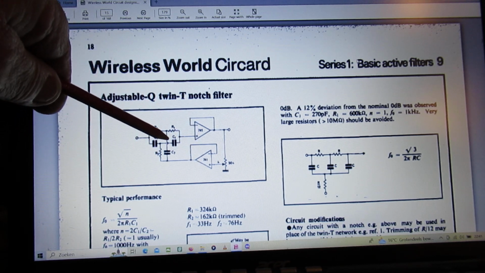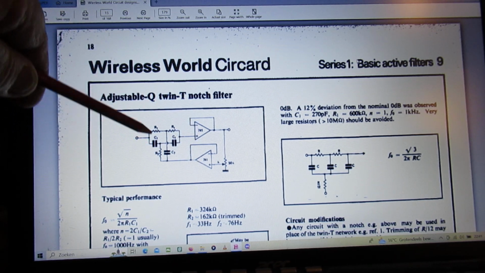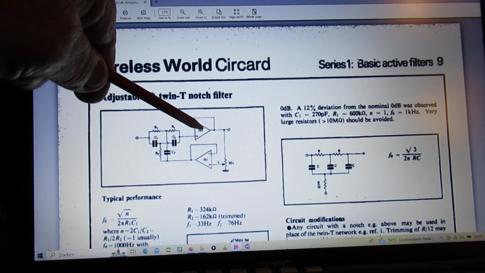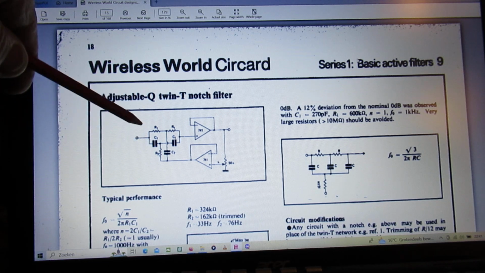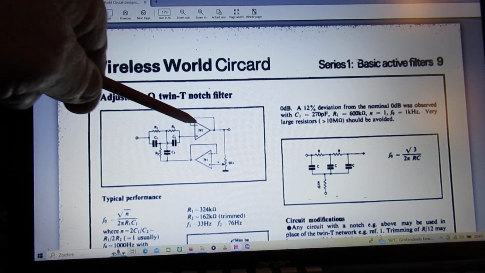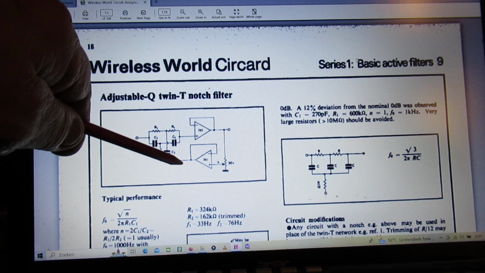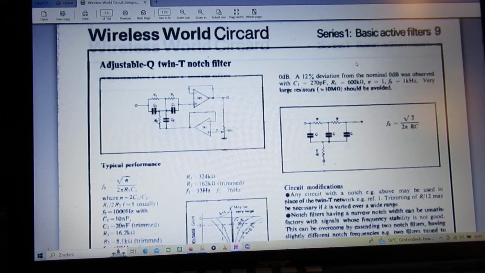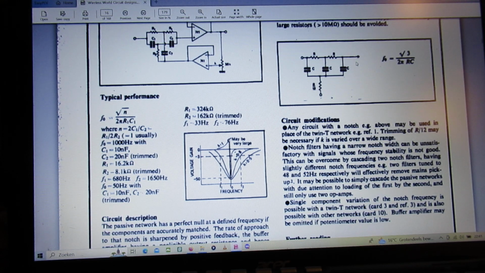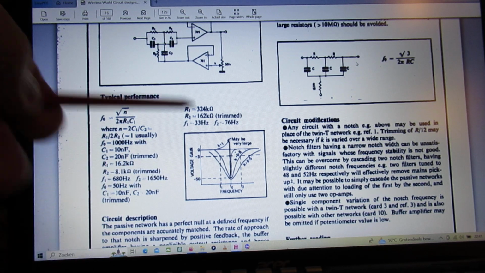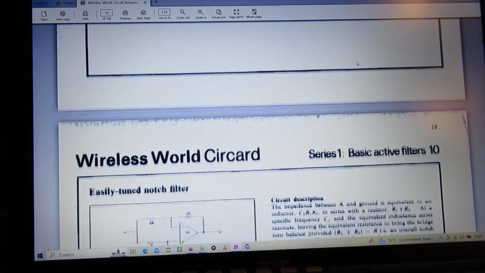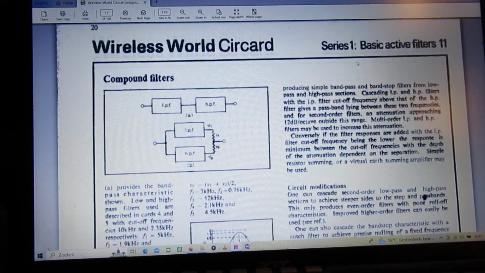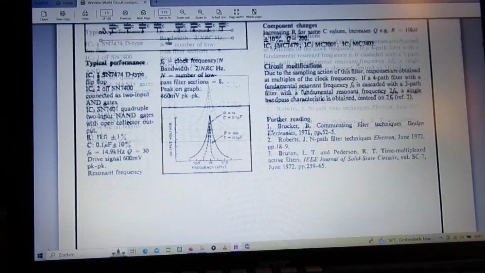But when you know a little bit about electronics, you can also find circuits where one transistor or two transistors are used in combination with this type of filter. This is a T-notch filter. And here you see the notch. Anyway, I'm going to skip. Sorry for all this very quick skipping.